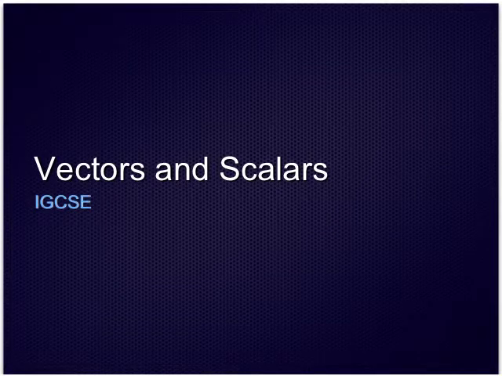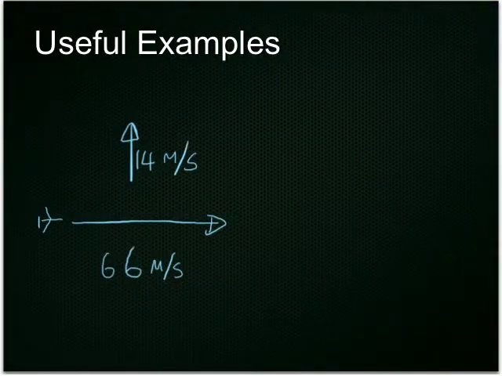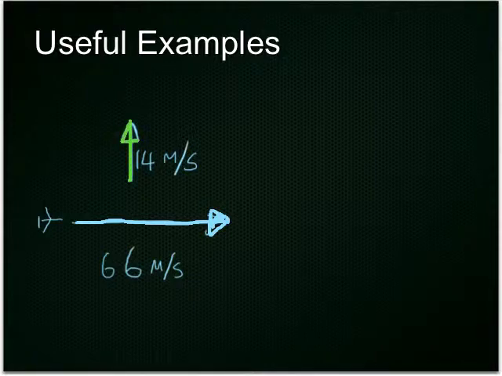Okay, so what we'll do is do some examples now of vectors and scalars. So the first one here, we have a plane flying along in this direction with a speed of 66 meters per second. Now, coming from the side, there is a wind.